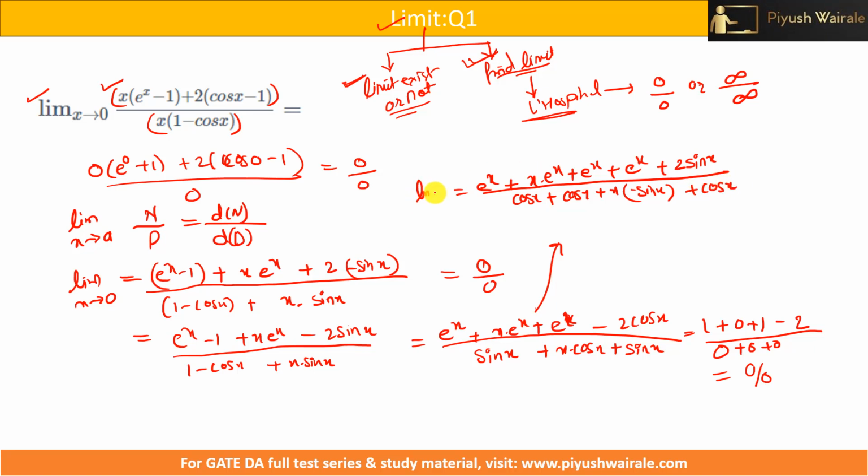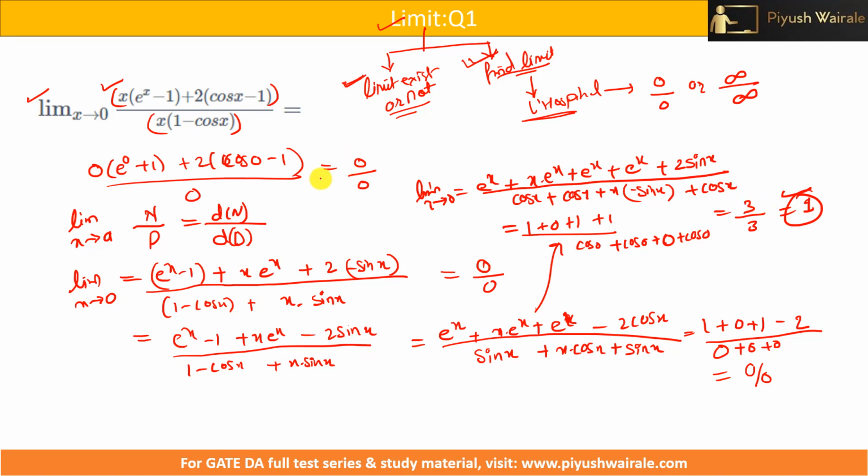Now limit x tends to 0. Again try to put x equals to 0. What are we getting? So 1 plus 0 plus 1, plus 1, right? Again cos 0, so cos 0 plus cos 0 plus 0 plus cos 0. So here we are getting 3 upon 3, that is basically 1, right? So the answer will be 1.